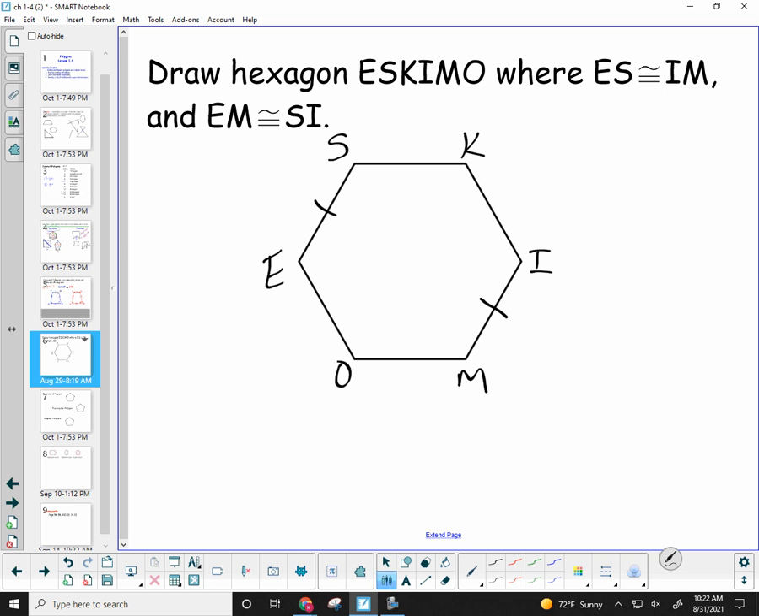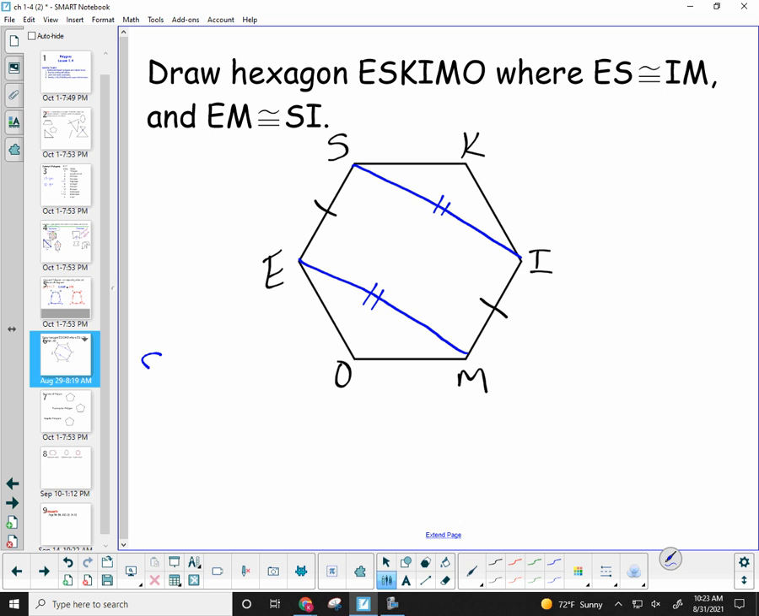If you have a terrible drawing, as long as you have those tick marks, you're good. You don't have to redraw it over and over again. Then it says EM is congruent to SI. I don't have a segment EM, but I can just draw it in, because E and M are endpoints, right? So EM and SI have to be congruent. How many tick marks do I need to have on that one? 2.